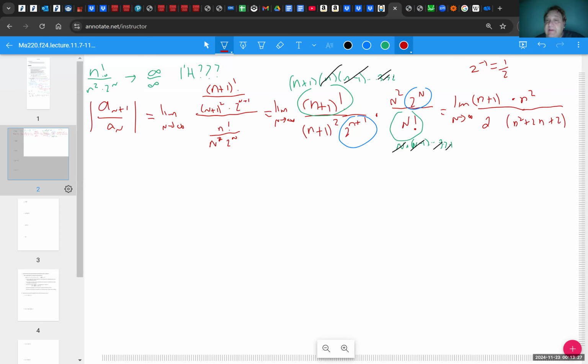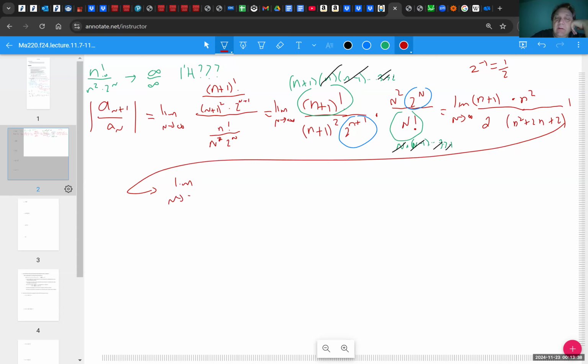Okay, so now we need to figure out this limit. On the top, I have n plus 1 times n, which is n cubed plus n squared. On the bottom, I have 2 times this n squared thing, so 2n squared plus 4n plus 4. And now I have a simple polynomial divided by a polynomial.